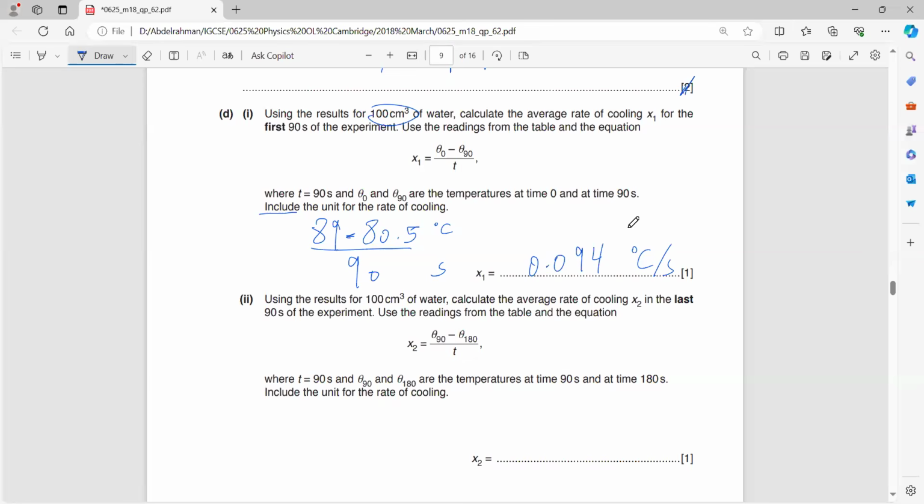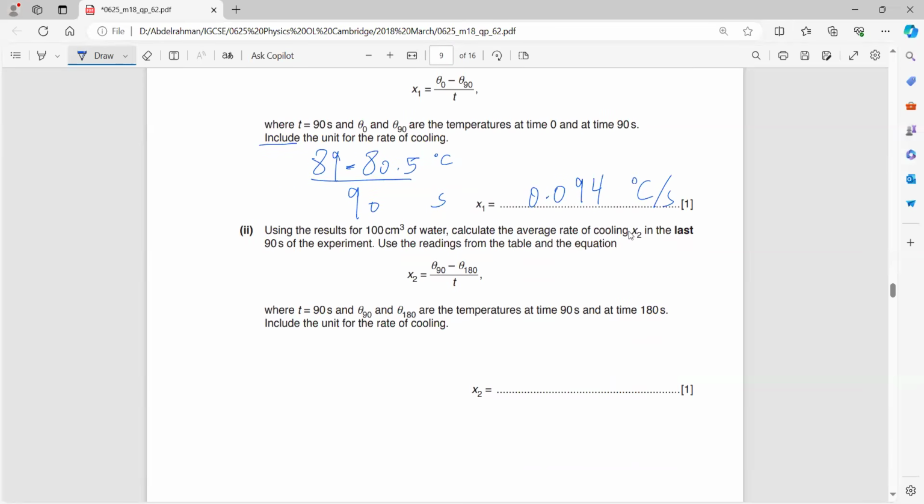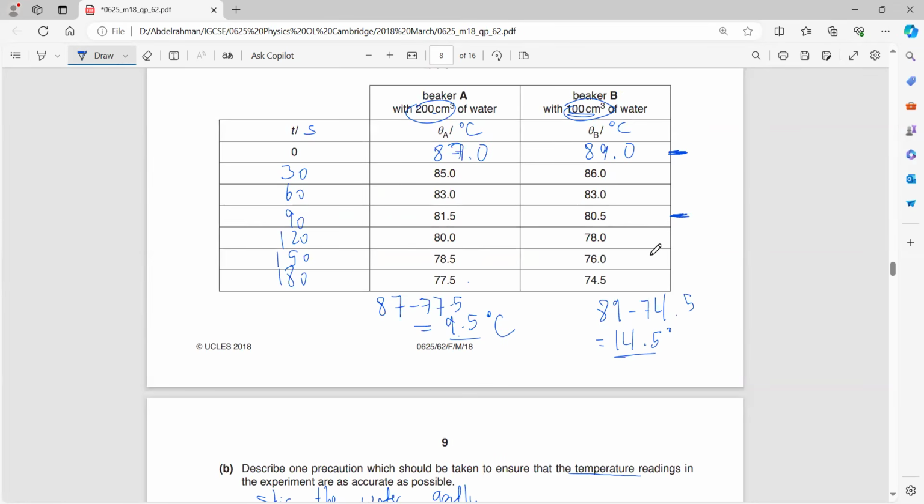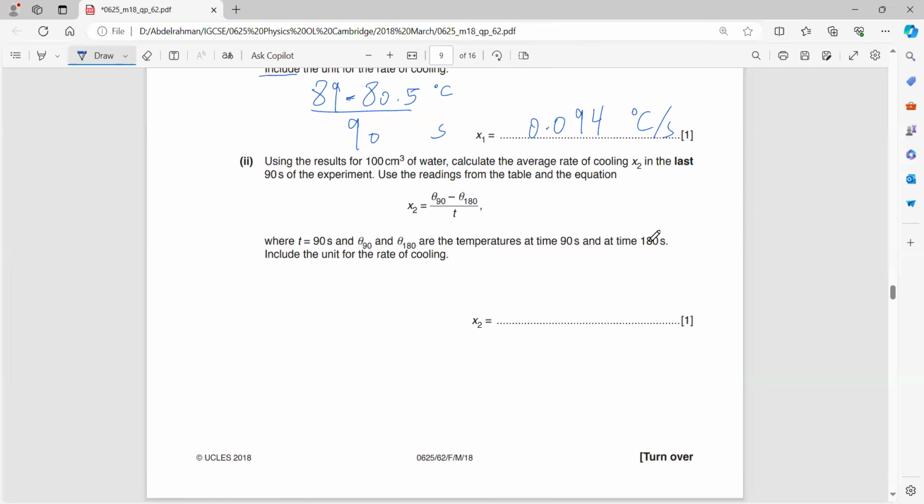Using the results for the 100 centimeter cubed beaker, again for the same beaker, we need to calculate the rate of cooling in the second 90 seconds. 90 to 180, that would be 80.5 minus 74.5 over T, which is 90 seconds. That gives 0.067 degrees Celsius per second. Quite easy.